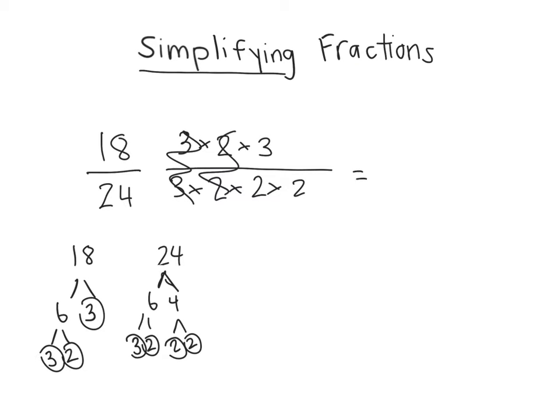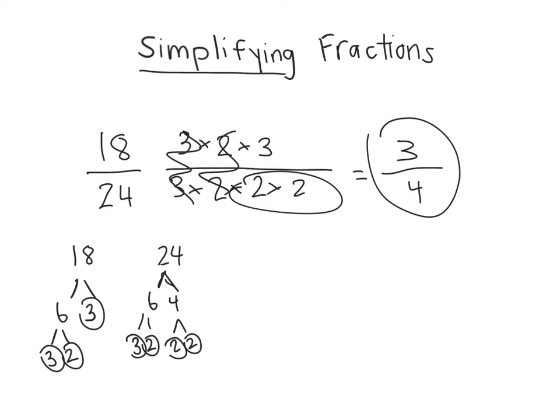And then whatever you're left with, so you're left with these two, so you have to multiply. So you do 2 times 2, which is 4. So your simplest fraction is 3 over 4.